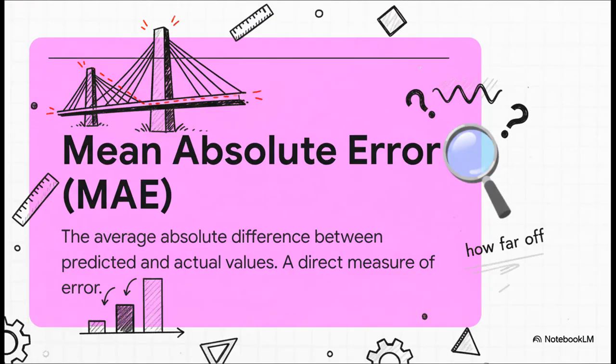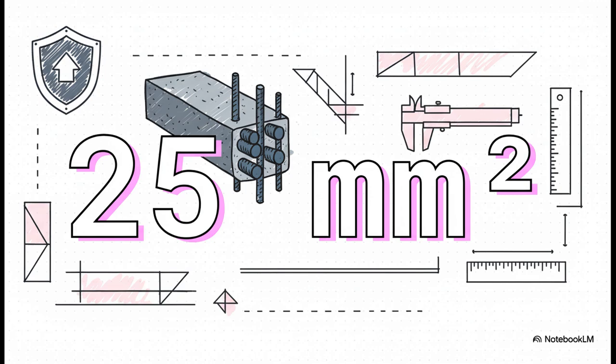First up, the most intuitive one, mean absolute error, or MAE. It's super straightforward. It just answers the question, on average, how far off is the prediction from the correct engineered value? It gives you a direct sense of how big the typical error is. So, for instance, if you get an MAE of 25 square millimeters for rebar area, you know that on average, the model's prediction for AS is off by that much. That's a number an engineer can look at and immediately understand if it's within an acceptable tolerance for a project.